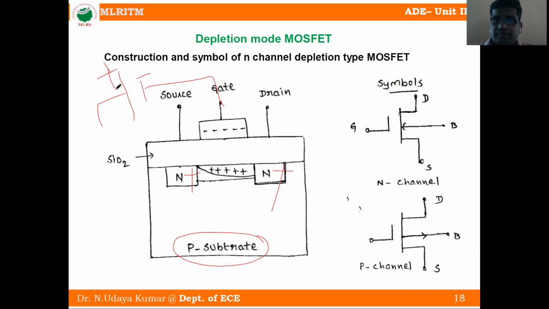So here there is no gap. In the previous one there are two gaps, in the enhancement mode. Here there is no enhancement. For a P channel, the conventional current direction is opposite, out of the bar. For an N channel, the conventional current direction is into the bar. That is called depletion MOSFET.